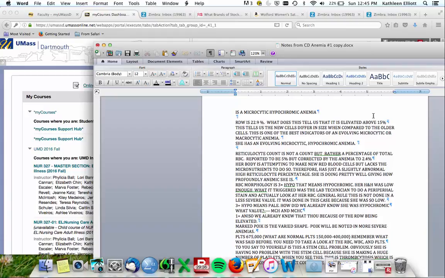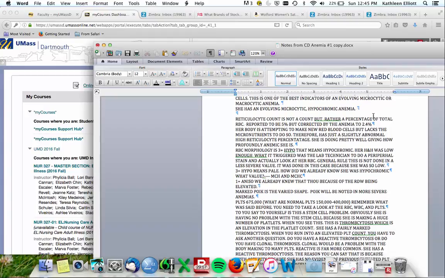Our RDW is 22.9. What does this tell us? That it is elevated above 15%. This tells us the new cells differ in size when compared to the older cells. This is one of the best indicators of an evolving microcytic or macrocytic anemia, and she has an evolving microcytic hypochromic anemia. Remember, a retic count is not a count, but rather a percentage of the total RBCs.